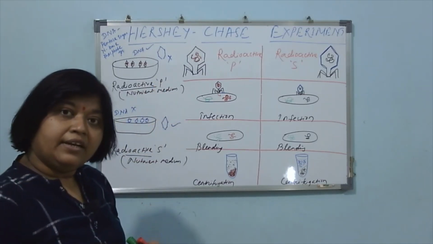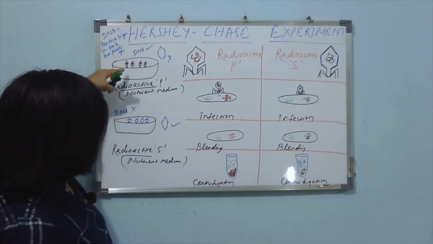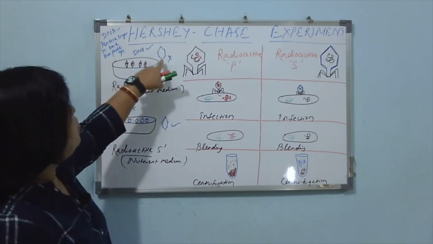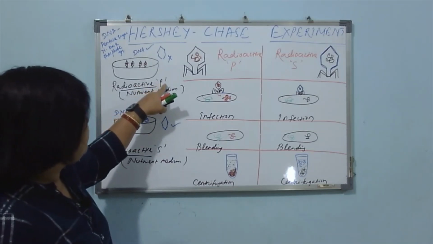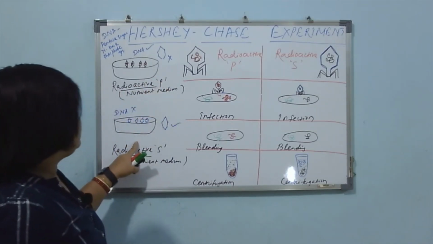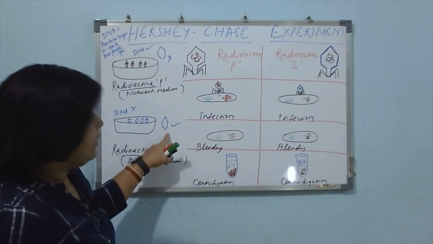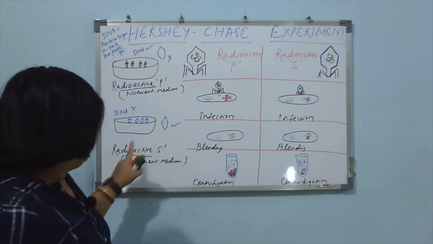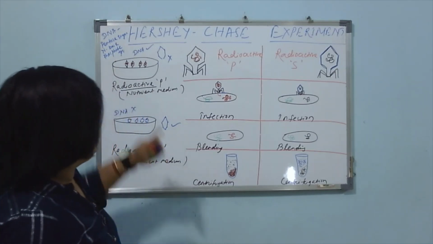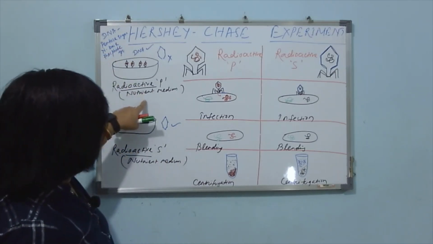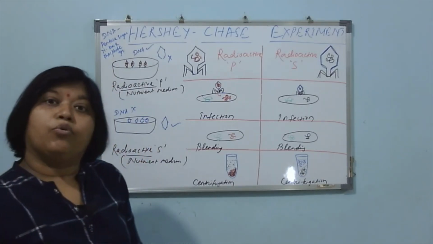Get it clear? Once again I am repeating. In this case DNA absorbs the radioactive phosphorus, but the outer protein coat didn't absorb the radioactive phosphorus. But in this case DNA didn't absorb the radioactive sulfur, but the protein outer coat absorbs the radioactive sulfur. So what they found? They found radioactive phosphorus in DNA and radioactive sulfur in the outer protein coat.